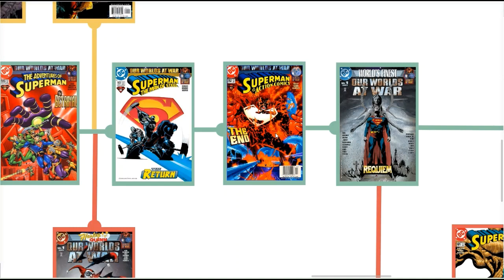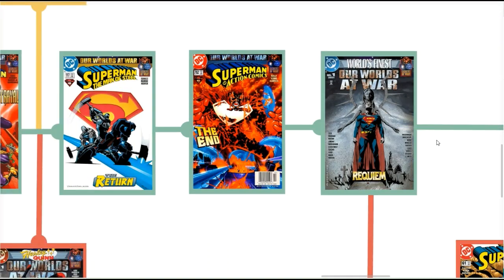I mean, it looks kind of wild. Look at Superman burning in fire and covered in blood. It's pretty wild. And then that is kind of continued in this Requiem issue, as it says Requiem on the cover. This is the World's Finest Our Worlds at War one-shot. It's an essential issue, that's why it's in green, and it's set after Action Comics 782.